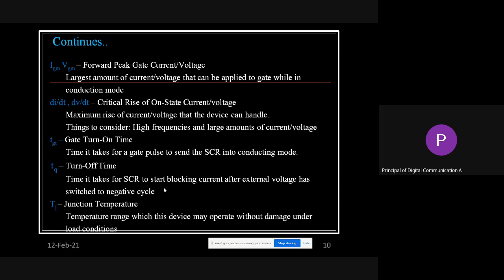So this TJ is nothing but junction temperature. म्हणजे ज्यावेळेस SCR ऑन होतो त्यावेळेस डेफिनेटली द इंटरनल कॉम्पोनंट्स आर गेटिंग हिटेड. सो दॅट टाइम whatever the maximum temperature it can sustain for a normal operation, that is the temperature range which the SCR may operate without damage. म्हणजे विदाउट डॅमेज न होता तो किती टेम्परेचर सहन करू शकतो, सो दॅट टेम्परेचर इज नोन ॲज द TJ, दॅट इज जंक्शन टेम्परेचर.